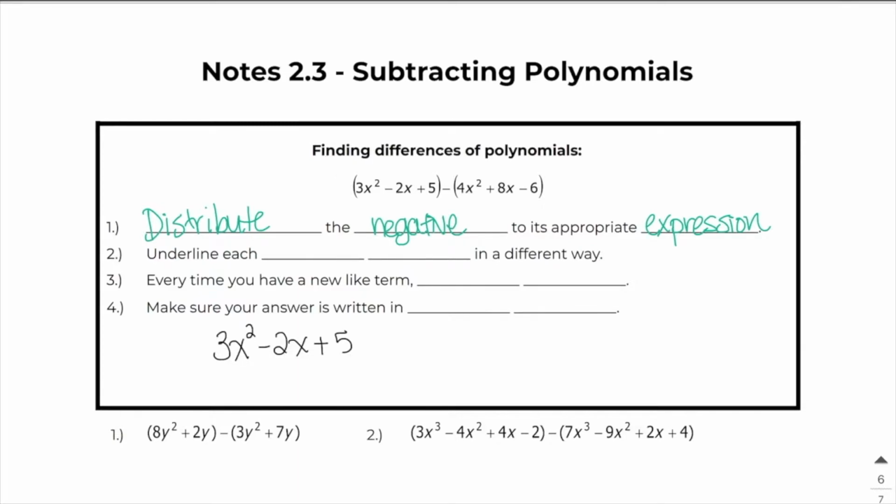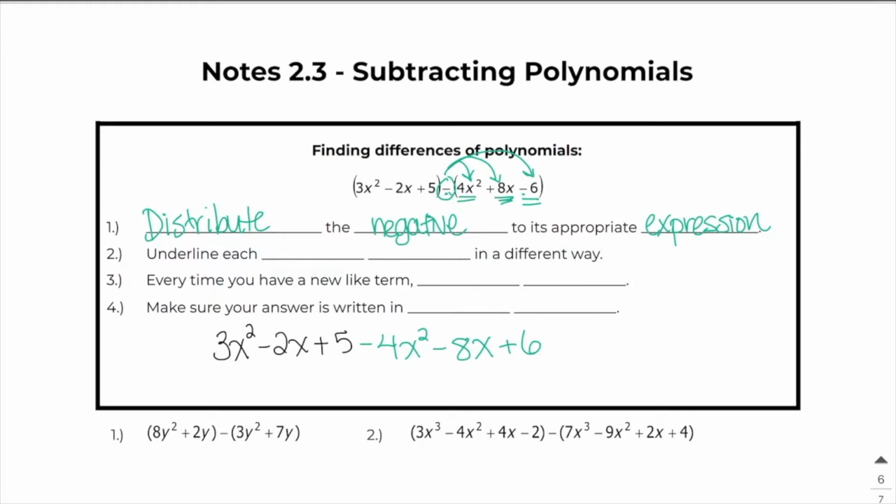Now, when we say distribute that negative through, we're going to take this minus sign, and this is saying minus this entire expression. So we're going to distribute it to each one of these terms. The positive 4x squared becomes negative 4x squared. The positive 8x becomes a negative 8x, so I would write down minus 8x here. And the minus 6 becomes a plus 6, because a negative times a negative is a positive.